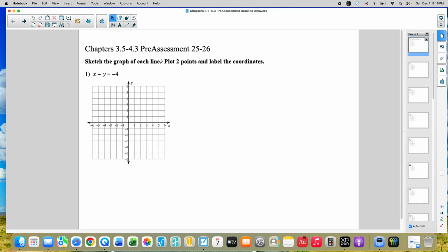It says sketch the graph of each line, plot 2 points, and label the coordinates. It doesn't matter if it's in standard form, point slope, or slope intercept form. I'm just going to ask for 2 points and label the coordinates. I know before I had you do 3, but we'll just keep it simple. For all 3 linear equations, all you need to do is 2 points.